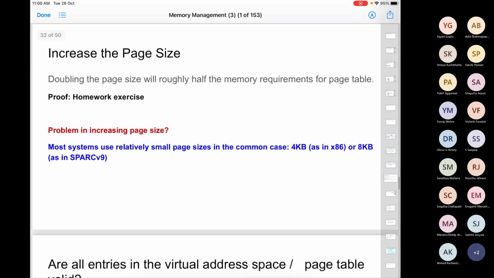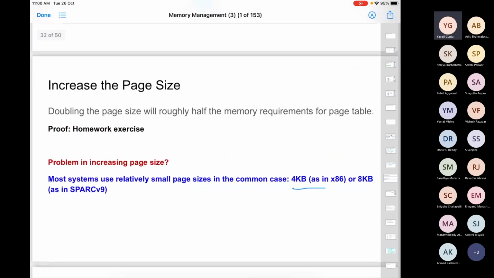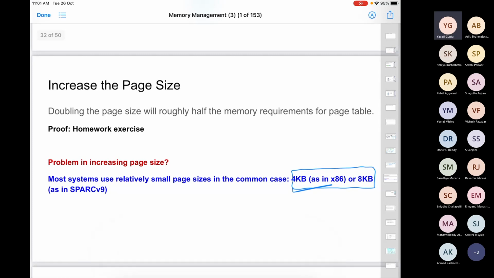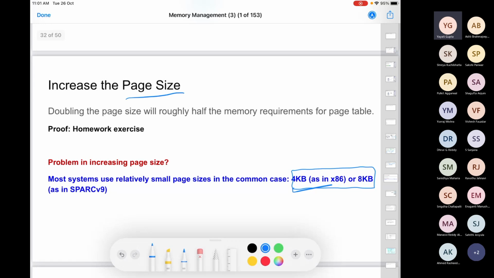So generally in your systems, your page size is 4 kilobytes or 8 kilobytes, not more than that. So now we have sort of got an upper limit on the page size. This page size is not flexible. I cannot always increase the denominator. So what else can we do?